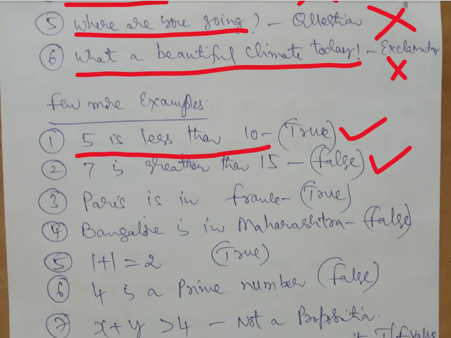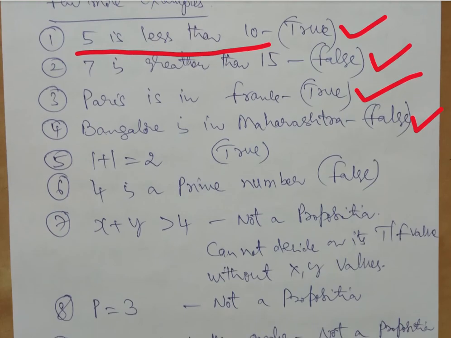Paris is in France. If it is in France, we say true. If it is not in France, we say false. Since it is true, we say it is a valid statement. Bangalore is in Maharashtra. Bangalore is not in Maharashtra, so the statement is false. There is no debate here. Whomever you ask, they will be able to tell Bangalore is not in Maharashtra. It is a false statement; thereby, it is a valid logical statement. 1 plus 1 is equal to 2. It's true mathematically, so it is a valid statement. 4 is a prime number. Mathematically we know 4 is not a prime number.